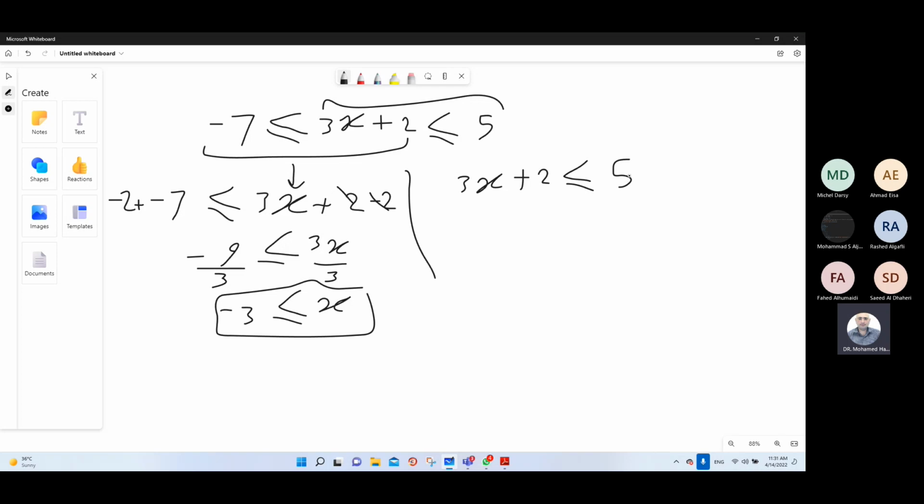Here the same idea. Try to remove 2 from the side, so you can add the inverse, minus 2, to the two sides. Minus 2 plus 2 will be 0, so here we have 3x, and here 5 minus 2 will be 3. Then we can remove 3 from this side, so you can divide the two sides by 3. 3x divided by 3 will be x, less than or equal to 1.